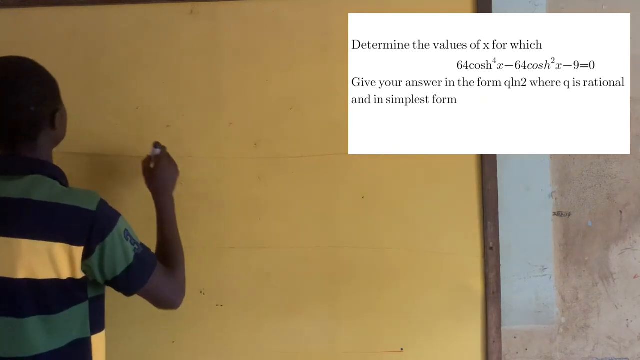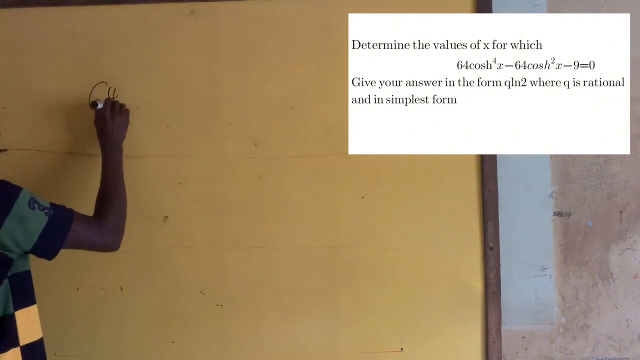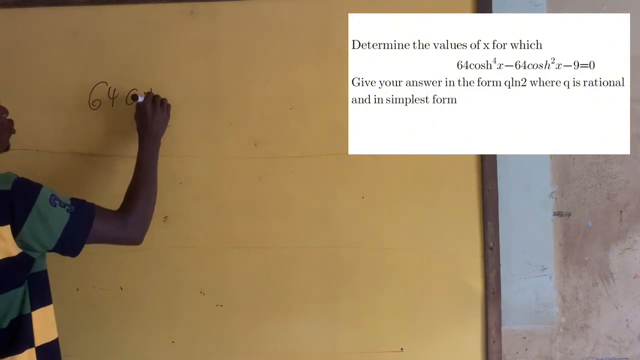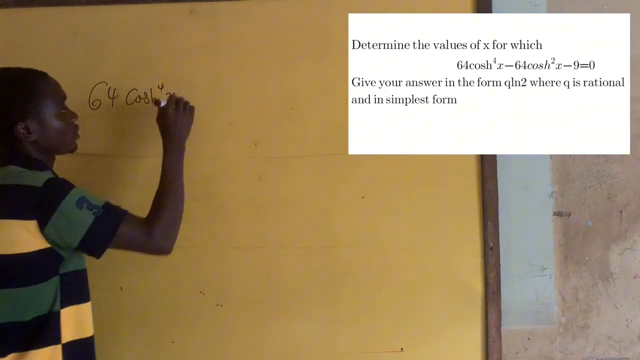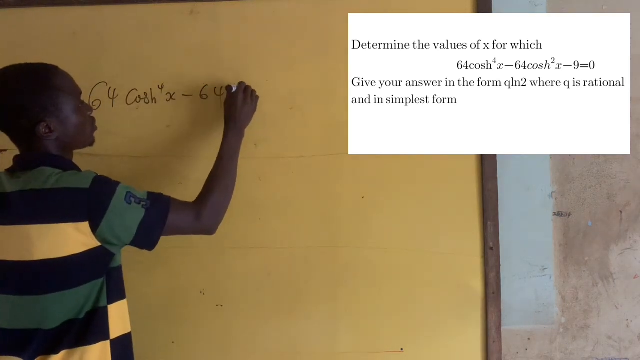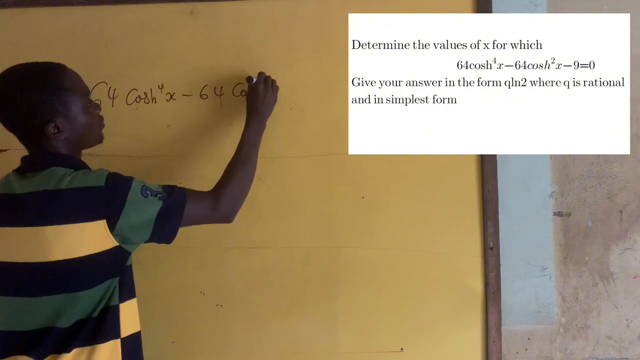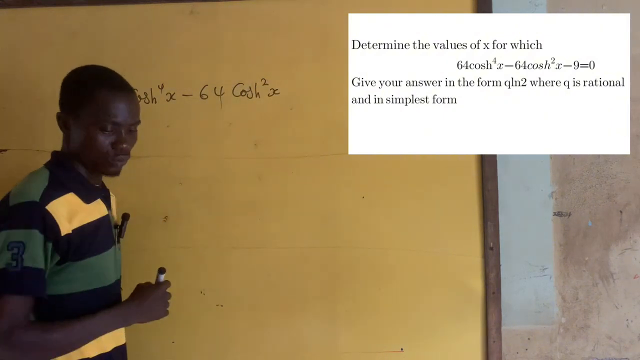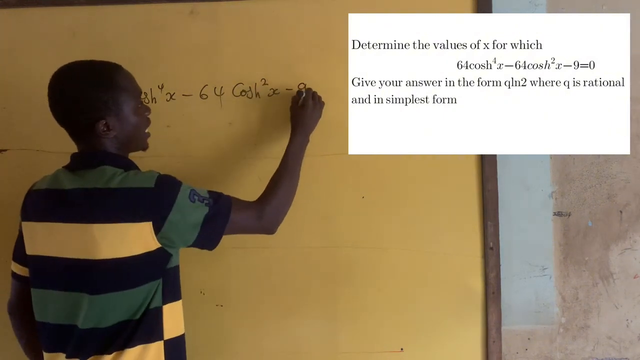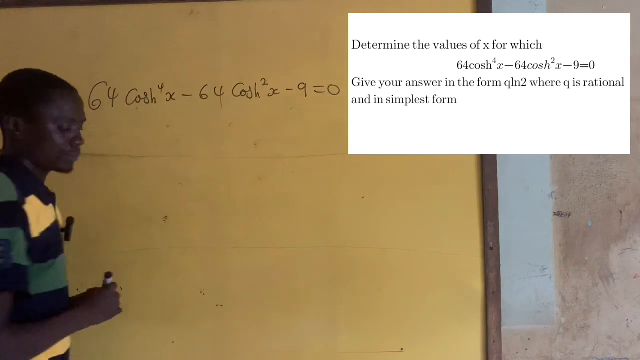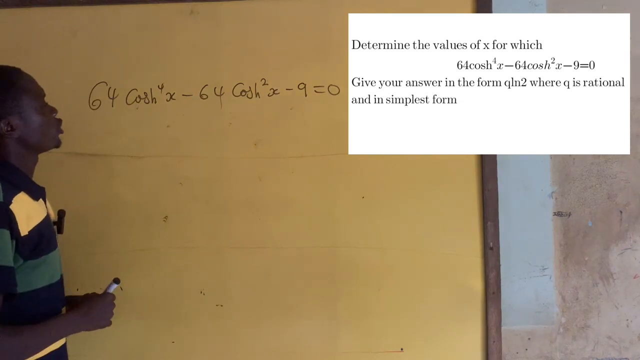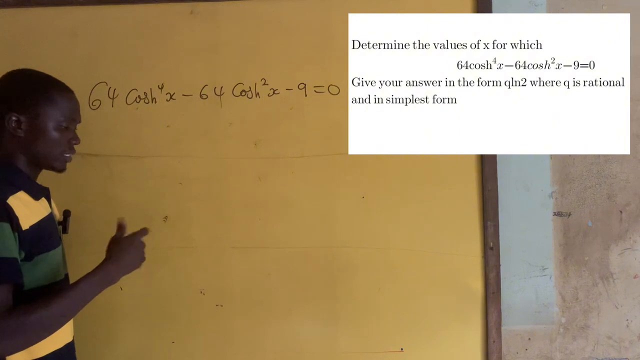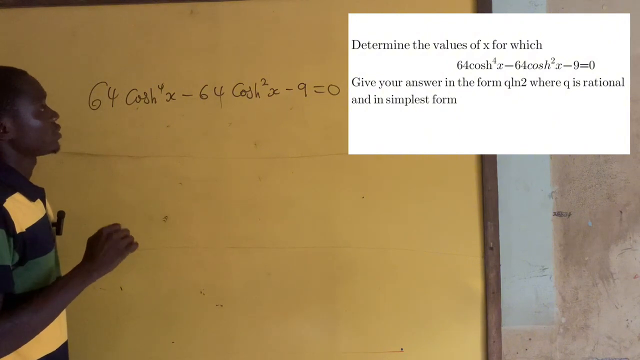We have 64 cos power 4 of x minus 64 cos power 2 of x minus 9 equals 0. Now, how do we do this? Should we use the definition of the cos? No, let's see.